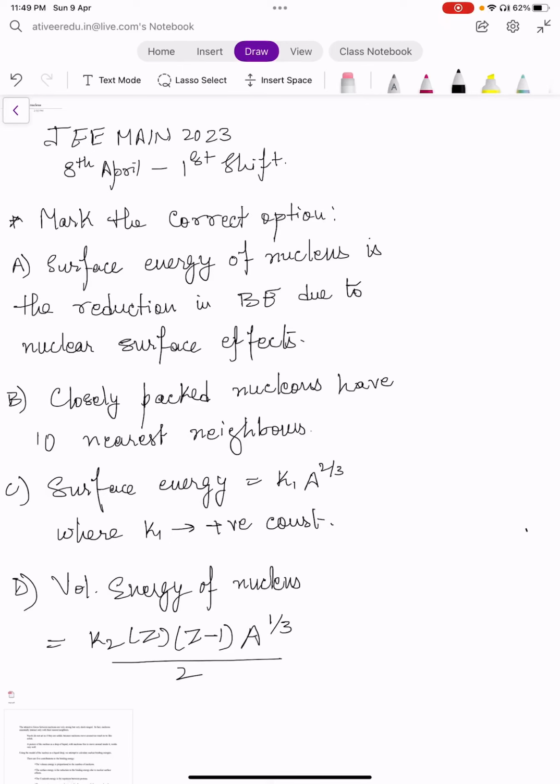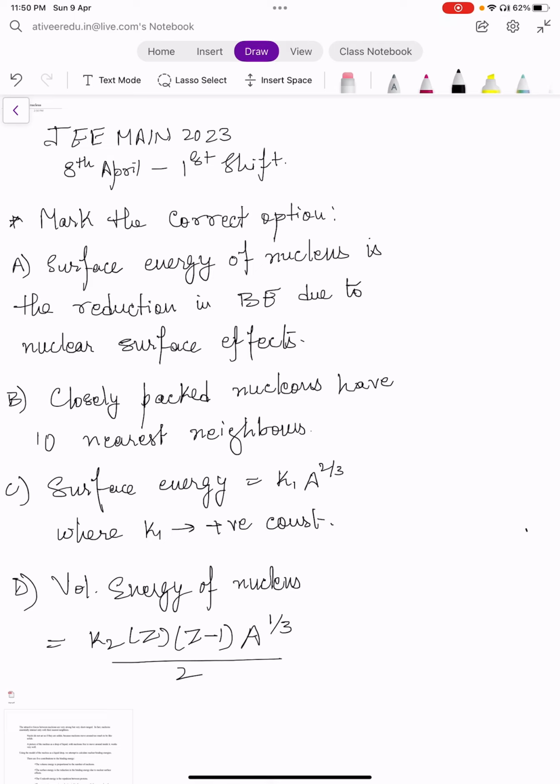Hello students, here we have a question from JEE 2023 8th April first shift. The question is related to nuclear physics, in which they were asking something about the surface energy of nucleus, volume energy of nucleus, Coulomb energy of nucleus, etc.